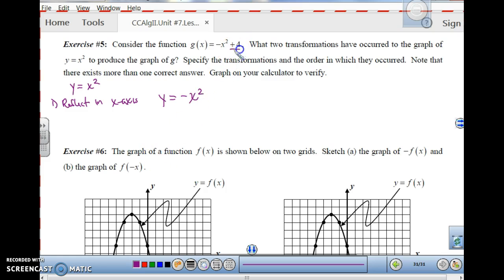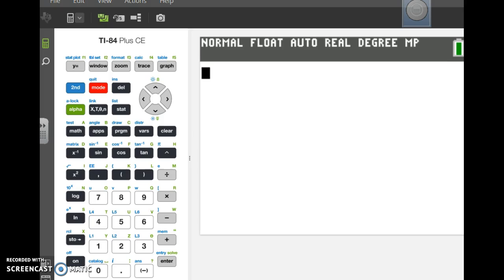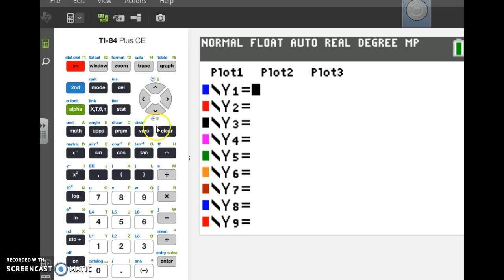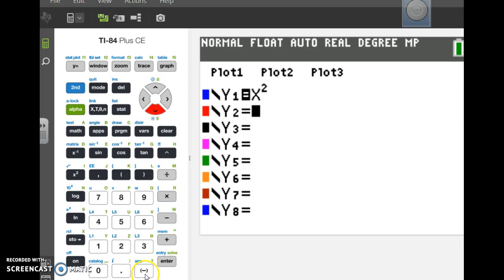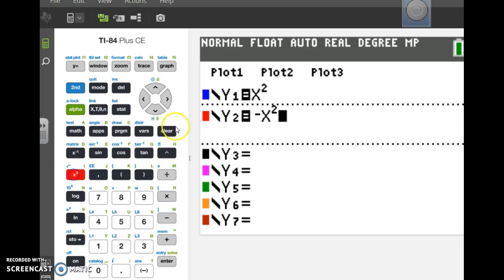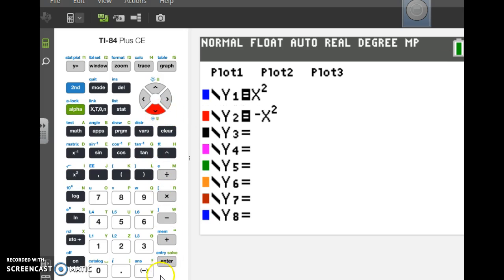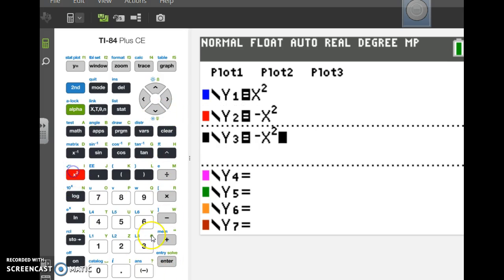All right, now what does the plus 4 do? Well, that means it's going to shift up 4. So that's going to be y equals negative x squared plus 4. Okay, so let's verify it in our calculator. I'm going to do y equals x squared, the first one. Then we decided we're going to negate it, negative x squared, and then we're going to shift it up 4. Negative x squared plus 4.